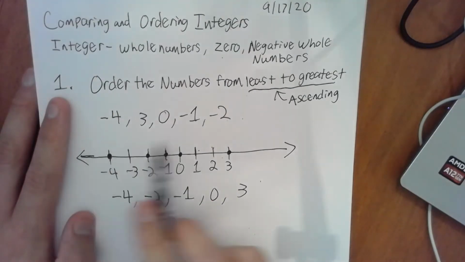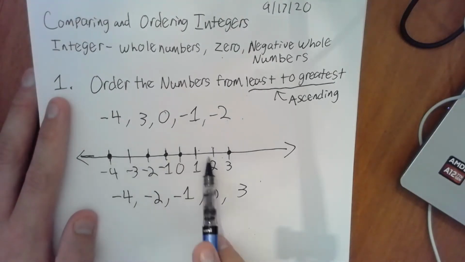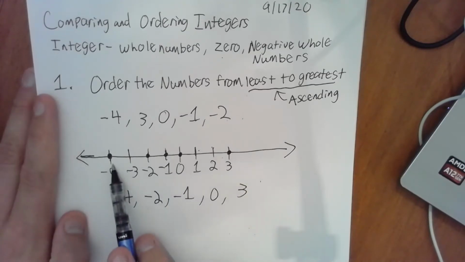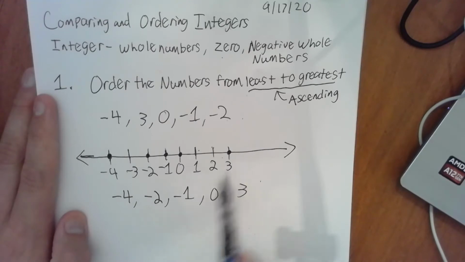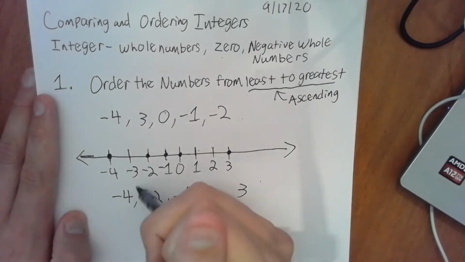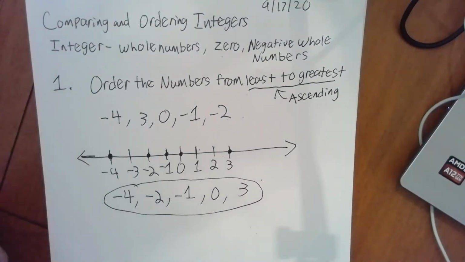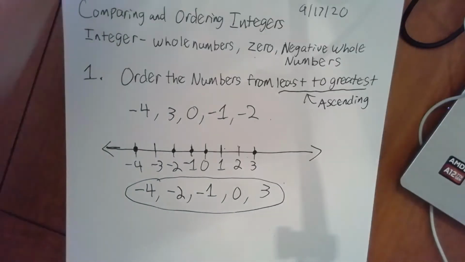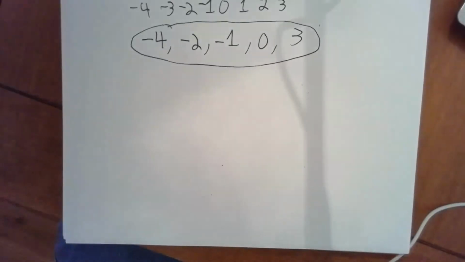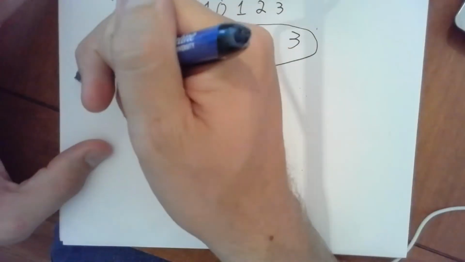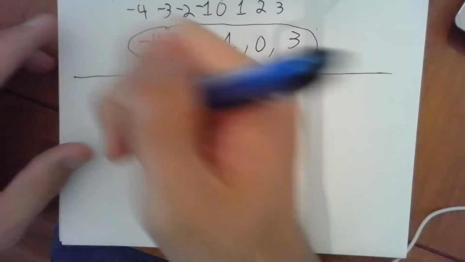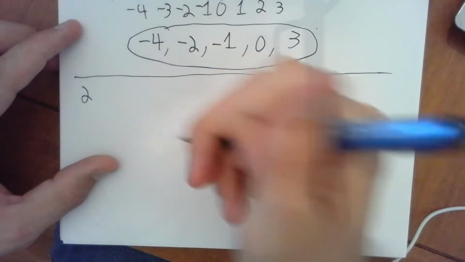So I have taken these integers and put the points on the number line. Then since it was least to greatest, I went from the leftmost to the rightmost and wrote them all out. So this is my final answer. These are all the integers written from least to greatest. Okay, got 2 more examples. I'm going to try not to make this video too long. Okay, so number 2.